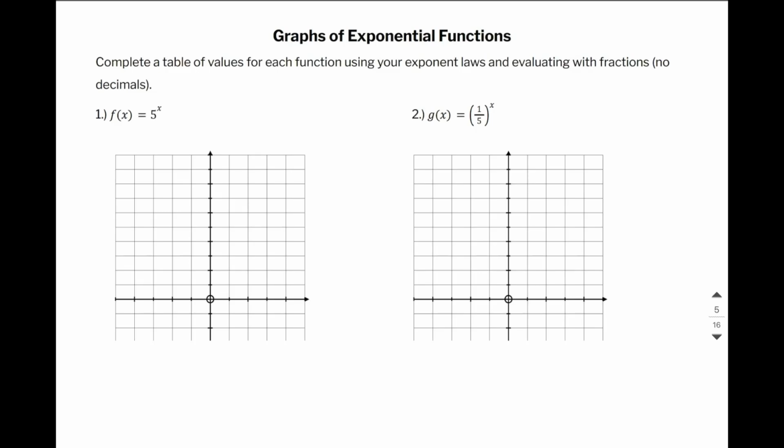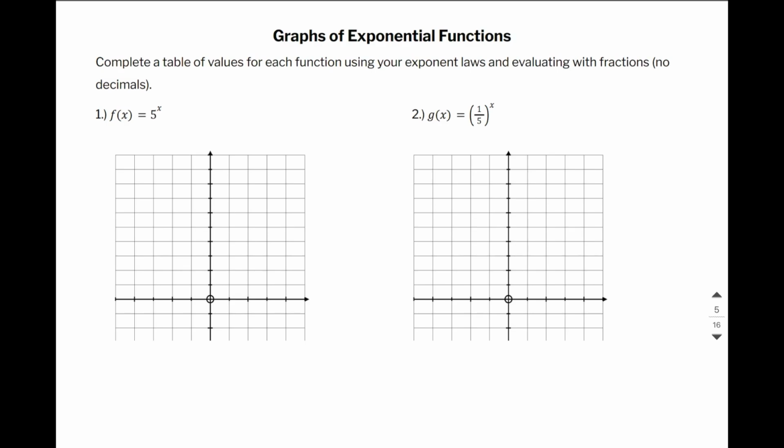Hey everyone, this note is on graphs of exponential functions, and the directions say to complete a table of values for each function using your exponent laws and evaluate with fractions, so no decimals will be allowed here. So let's go ahead and take a look at our first example. f of x equals 5 to the power of x.